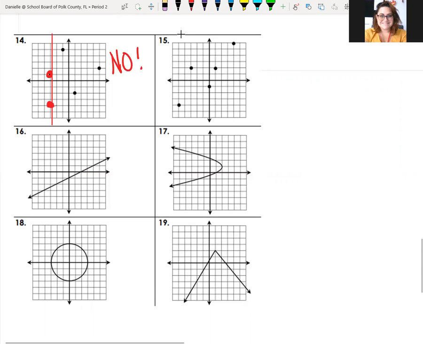But if I do the same thing on the next one, you'll notice I'm never going to cross that vertical line twice, which means it is a function. Let's pick one that's a little bit easier to identify. So like here, you can see again, I cross here and here at the same time, which means it is not a function.